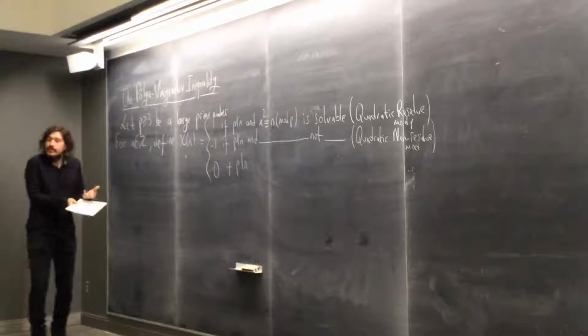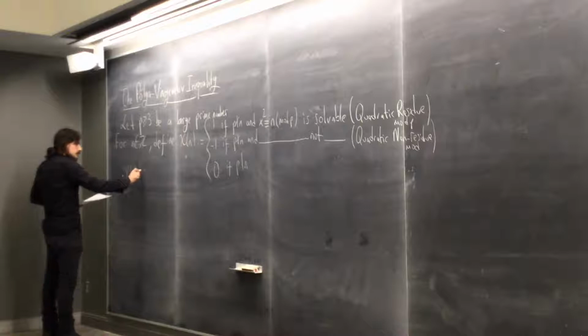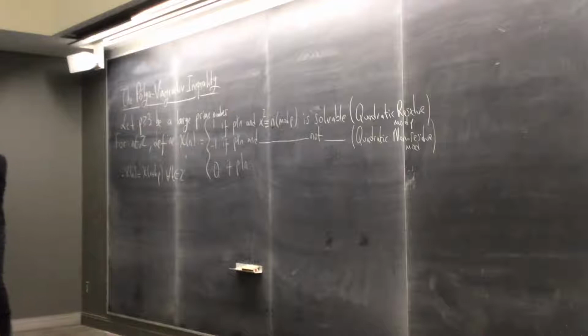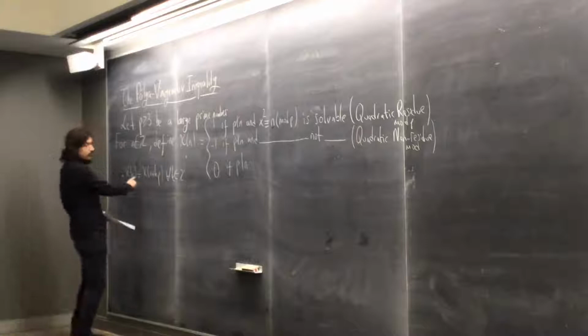Let's start deducing some information about this function. First, chi of n is the same as chi of n plus kp for any integer k. That should be true. Why? Because adding or subtracting a multiple of p does not affect solvability of this congruence relation modulo p. Right? So that's what we call periodicity mod p with period p.